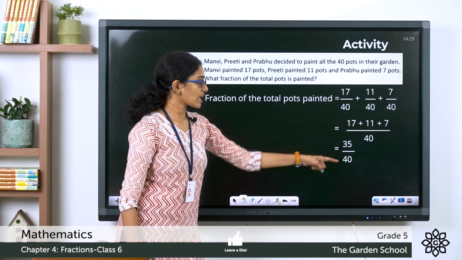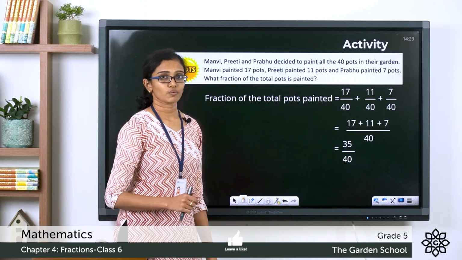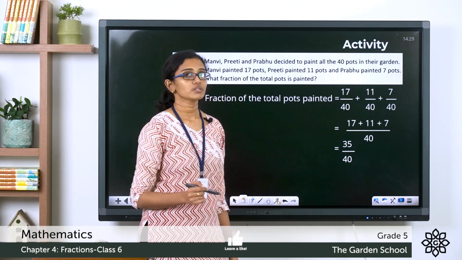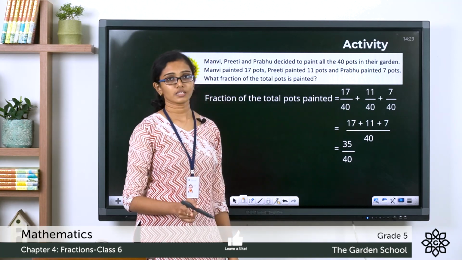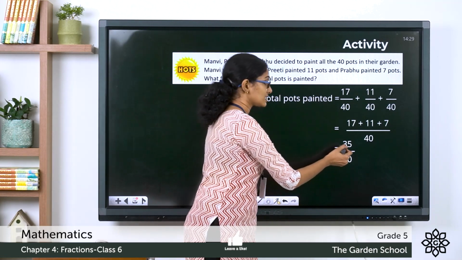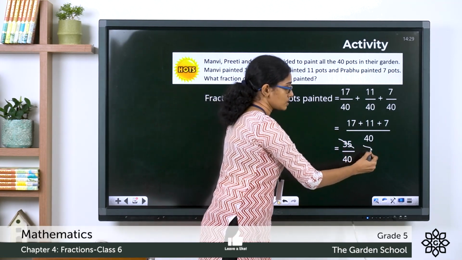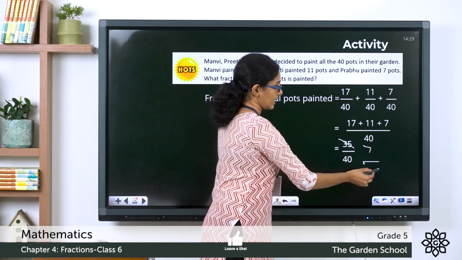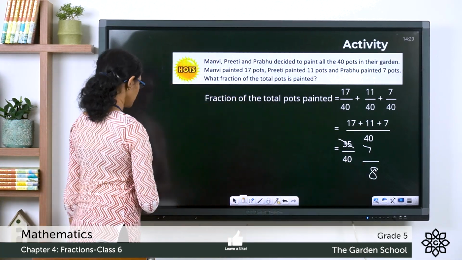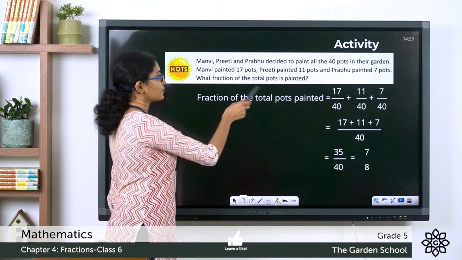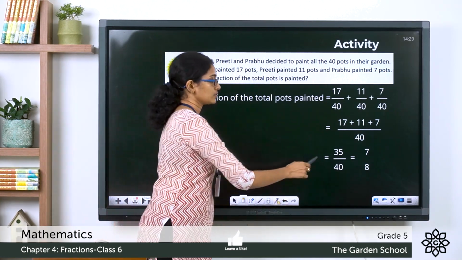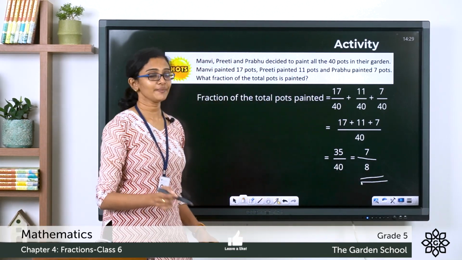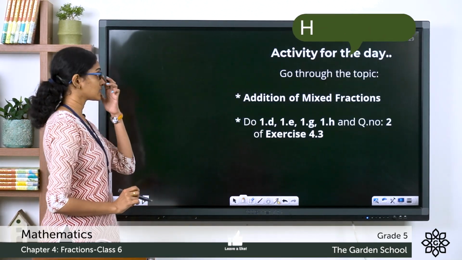And this fraction can be reduced to its lowest form, right? See, both these numbers are multiples of 5. So I'm going to divide both the numerator as well as the denominator by 5. So this 35 divided by 5 gives what? 7. And this 40 divided by 5 gives 8. So, you can write the fraction of total pots painted as 7 by 8. Clear?